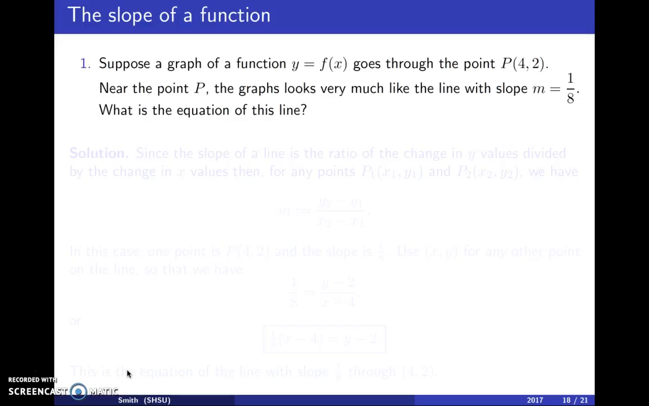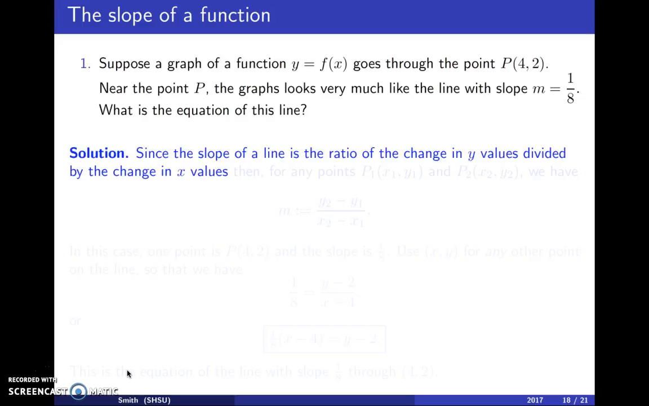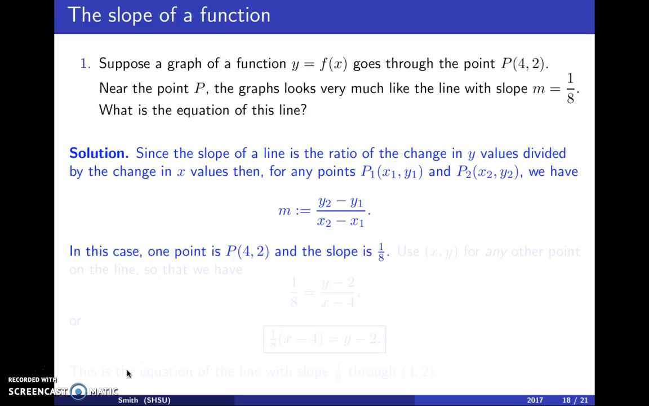Suppose we have the graph of the function, slope 1/8, going through (4,2), looks like a line. What's the equation then? Well, the slope of the line is the ratio of the change in y values divided by the change in x values. So for any points (x1, y1), (x2, y2), here's my slope formula: change in y over change in x, rise over run. In this case, one point is (4,2) and the slope is 1/8. So let's plug those in.